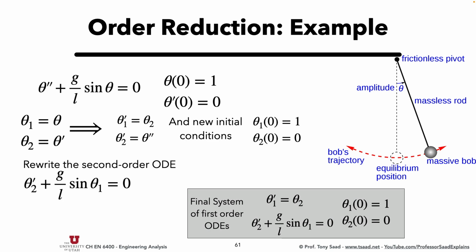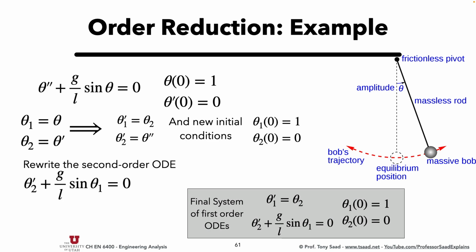This is another example. The oscillations of a pendulum is given by this second order equation. So you see second order, you're going to convert this to a system of two first order initial value problems. You declare theta 1 is theta, theta 2 is theta prime. You take their derivatives. Theta 1 prime is equal to theta prime, which is theta 2. You put theta 1 prime is theta 2. That's your first ODE. Your second one, you keep it for a second. Theta 2 prime is theta double prime.